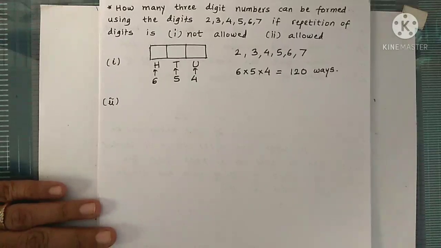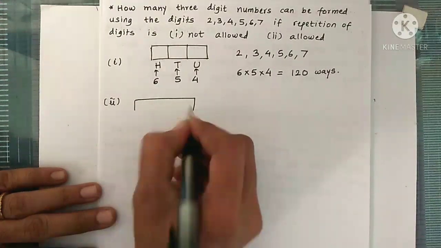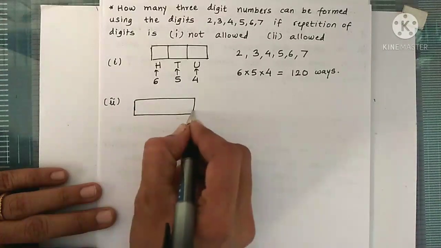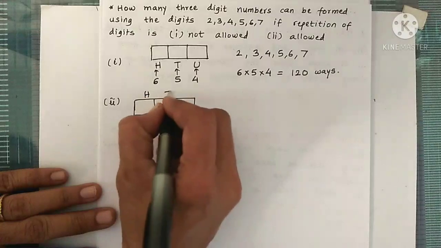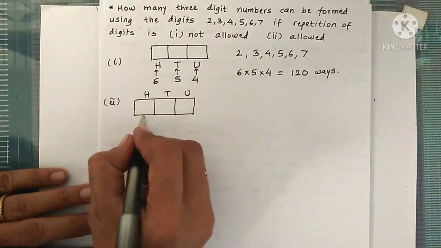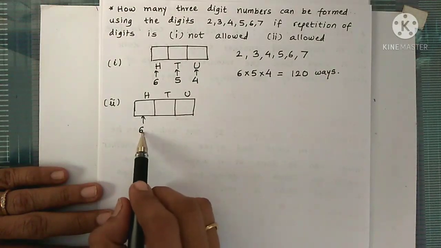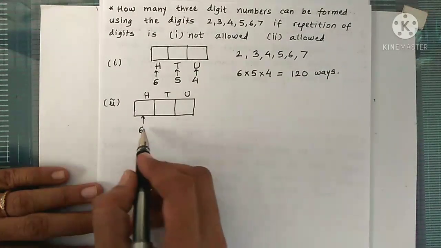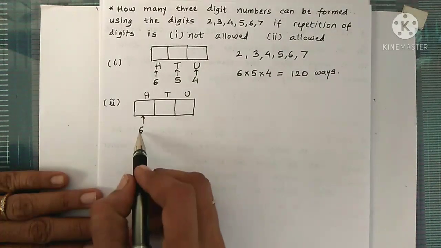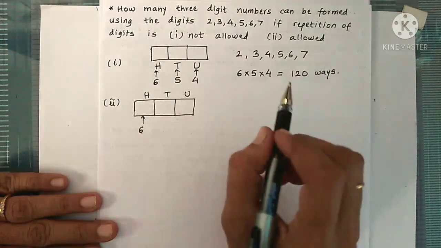In the second case, repetition of digits is allowed. Now let's fill these 3 places with the given 6 digits. So in this case, this hundreds place can be filled in 6 ways. See, I have written here 6, which means I have written here the number of ways. So we have 6 digits. So any digit can be placed here. So this can be done in 6 ways as 6 digits are available.